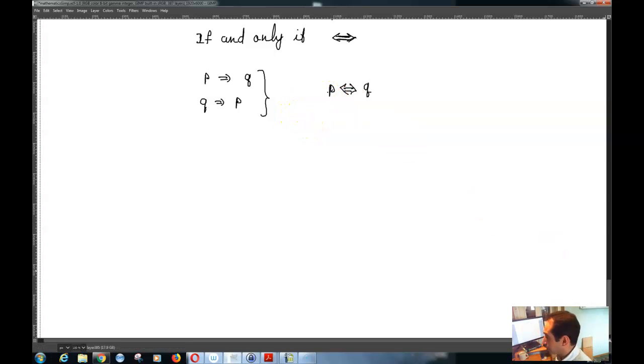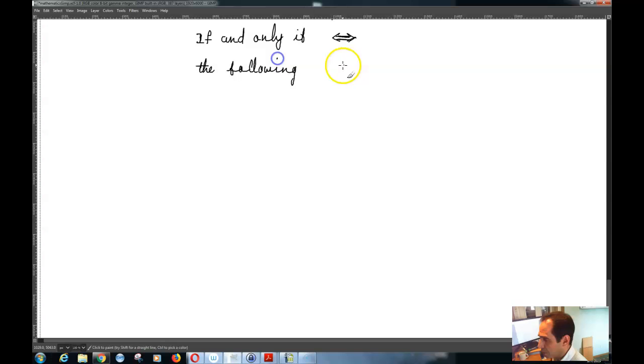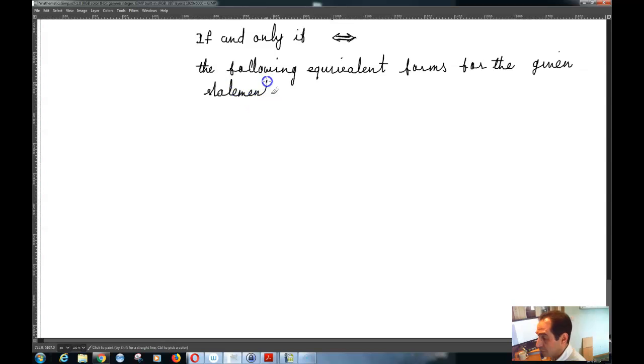Now, this is in simple language, but more formally you can say that if and only if, represented by this symbol, means the following equivalent forms for the given statements P and Q. Now what that means is that number 1 is P if and only if Q.